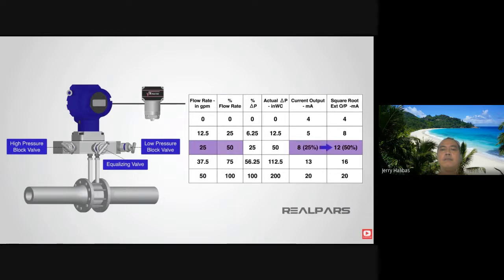How do we convert 8 milliamps to 12 milliamps? Very simply, the square root extractor will ensure that its output is the square root of its input. The square root of 25% is 50%. Try the math on a calculator. So with a flow transmitter output current of 8 milliamps, the square root extractor will produce an output current of 12 milliamps.